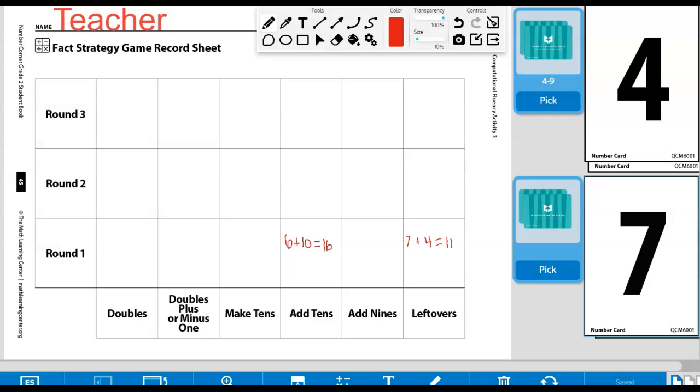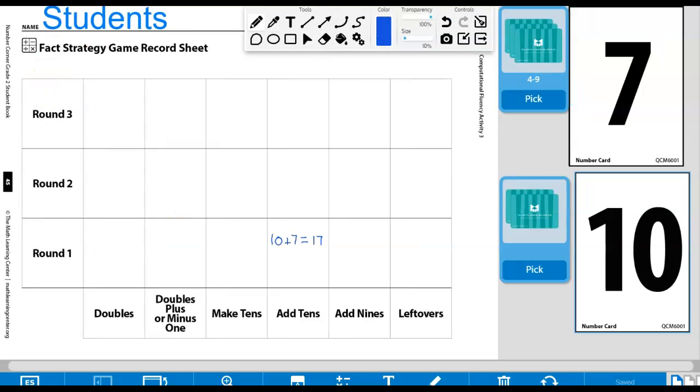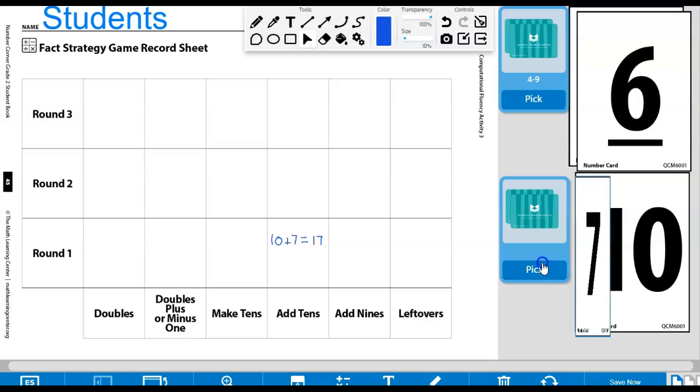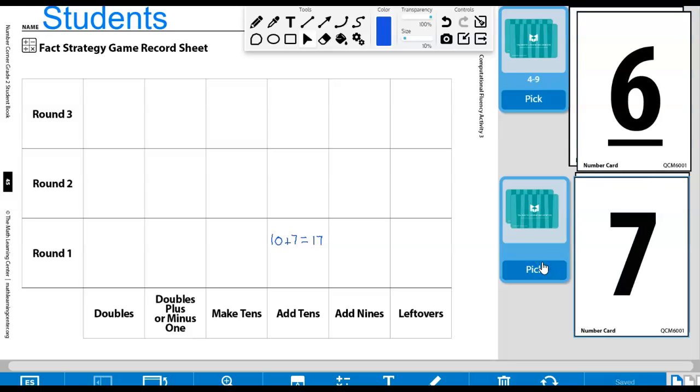I have 2 of my 3. Your turn. Remember to be writing these down in your student book, just what's in blue. Let's pick your new cards. A 6 and a 7. Think, think, think. What fact is this?